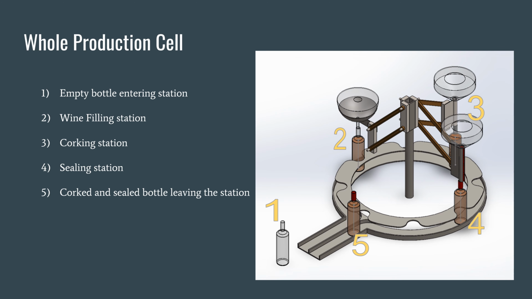Here is that same isometric view of the entire production cell again, hopefully now with more context. Once again, the empty bottles come in step 1, and then they rotate around the circular moving tool to step 2, where they are filled with wine. At step 3, which is a little hard to see in this image, the cork is inserted into the bottle of wine. The bottle is then sealed at step 4, and finally the bottle is moved out to the next process at step 5, at which point the bottle is filled with wine, it has a cork in it, and it has been sealed.